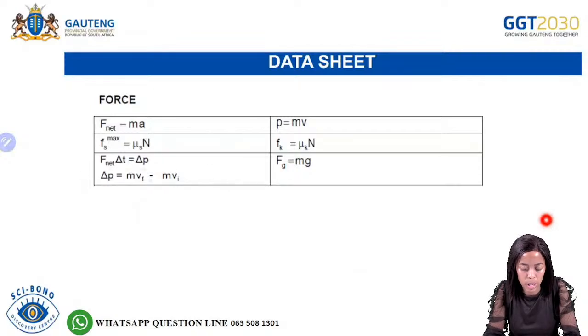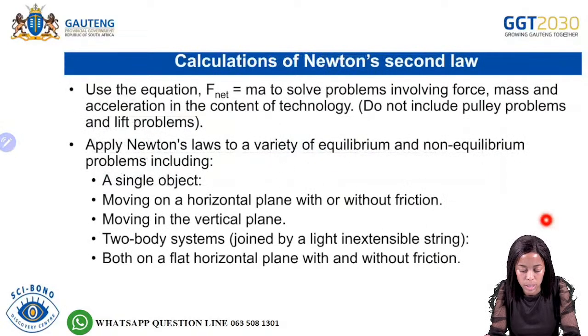So in terms of the data sheet, you must just know that you are going to have the following for Newton's laws in general. You are going to use your F net is equal to ma, which is what we just discussed. And then you are going to have your static friction. You are also going to use your kinetic friction. And then this one, which is your FG, is equal to mg. And I will explain it again as we do the calculations.